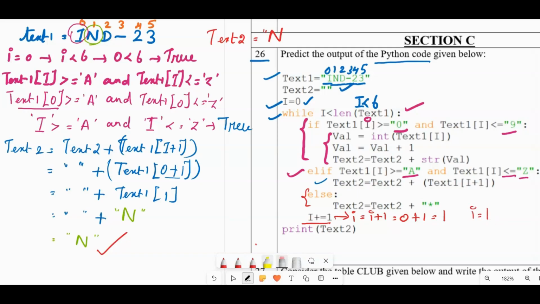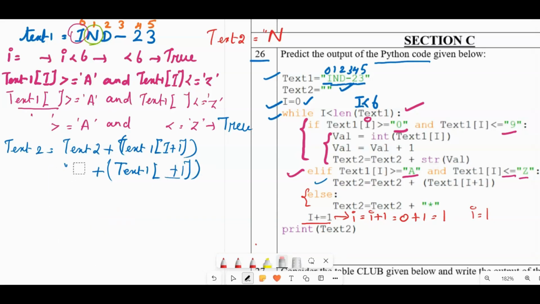I am going to erase the unwanted things here. So I is equal to 1. Erasing all the unwanted things. Yes, next I am updating the value of I as 1 here. Then 1 is less than 6. Yes, the condition is true, right? So the condition is true. The next: text 1 of 1 is greater than or equal to A and text 1 of 1 is less than or equal to Z.